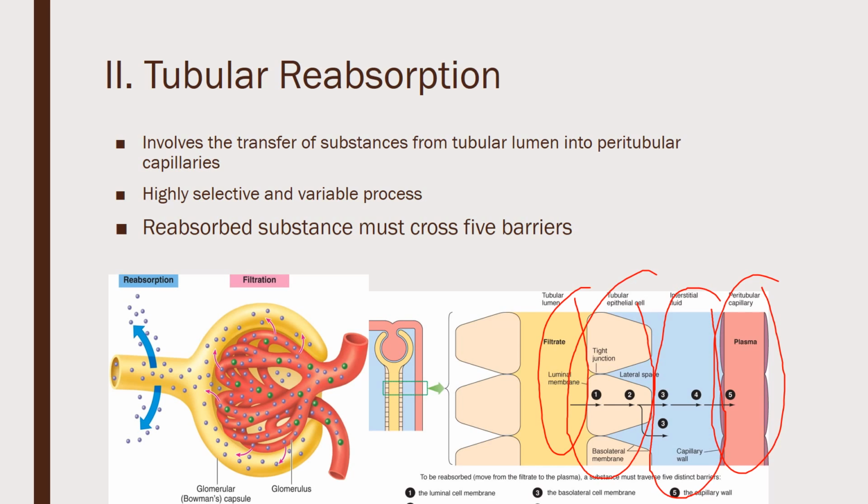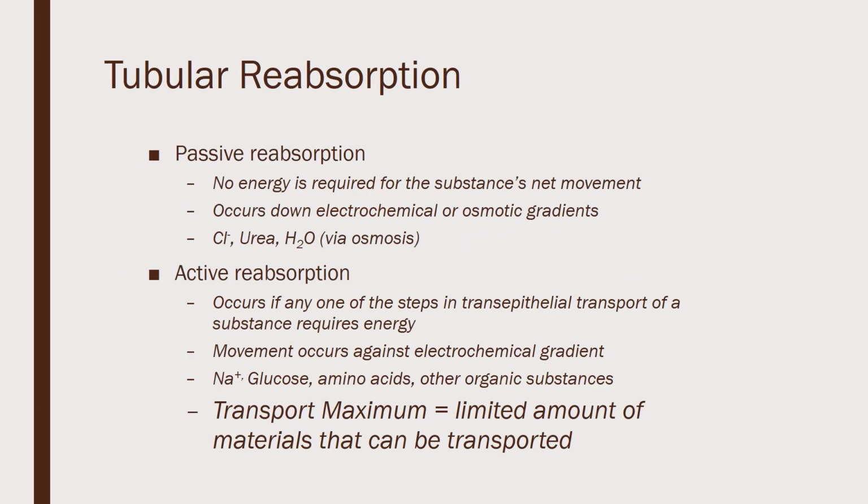So all in all then, we're looking at 5 barriers for these substances to be reabsorbed into, and so this is also a very selective and variable process to really keep in only the ions and molecules that our body actually does need. With this process, then we have both passive and active reabsorption that occur.